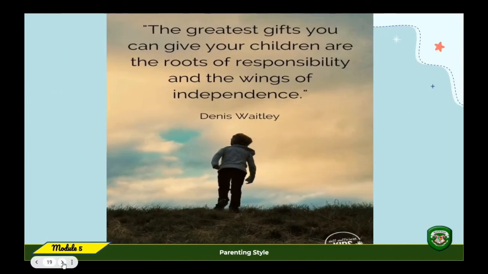And of course, we have here a quote from Dennis Waitley: the greatest gift you can give your children are the roots of responsibility and the wings of independence. Can you please write in the comment section what is your insight about this quote by Dennis Waitley.